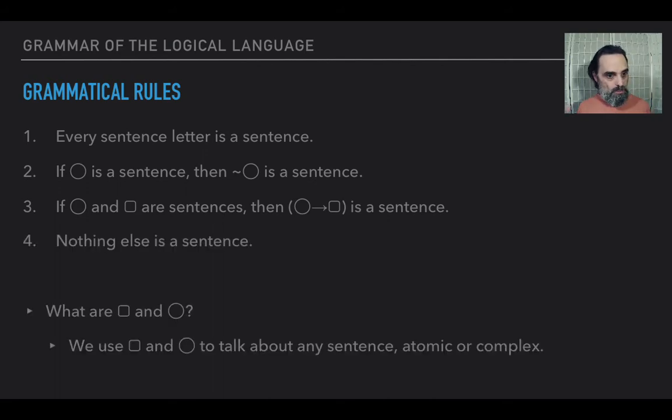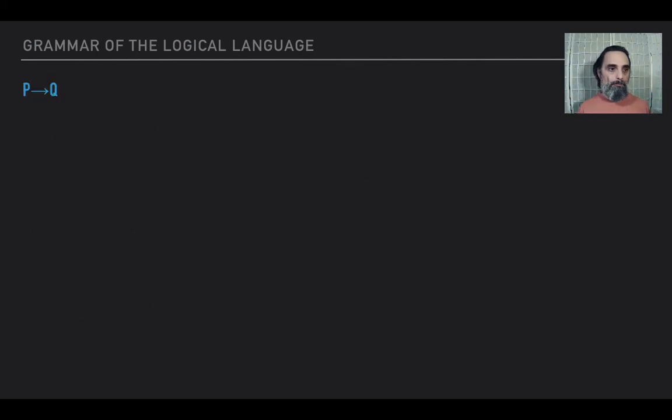And what are these box and circle symbols? Well, because we want to talk about all sentences, not just the atomic sentences here. So we're going to use box and circle to talk about any sentence whatsoever without prejudice to its being atomic or complex. All right, but these rules have a sort of strange consequence.